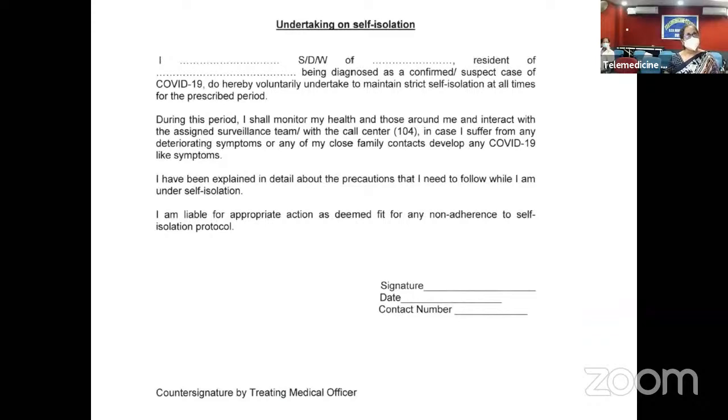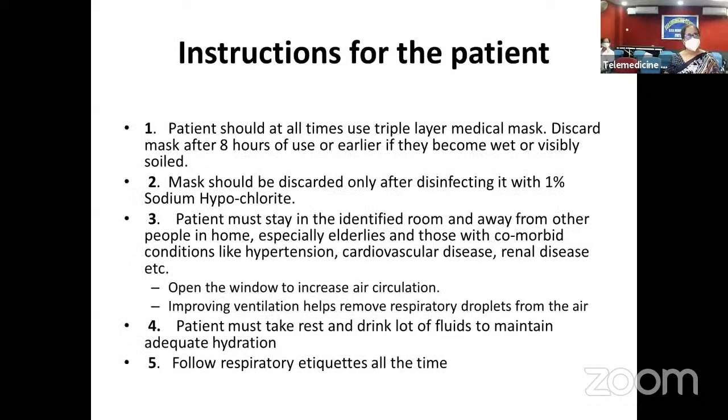So what is the undertaking of the self-isolation? I, son of, resident of dash dash dash, during this period, I shall monitor my health. I will inform the call center 104. I have been explained in detail. I am liable to appropriate action as per these forms. It has to be signed by the patient, and countersigned by the treating medical officer.